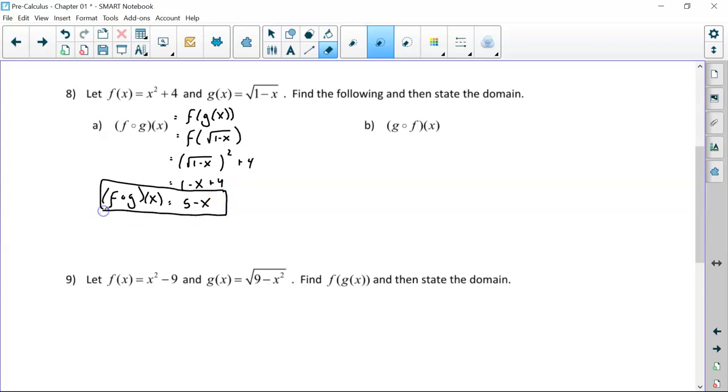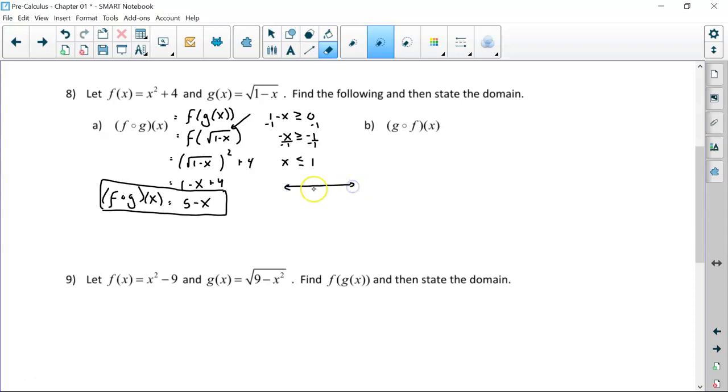Now when looking at our domain, in our function first, we have a square root of 1 minus x. So 1 minus x has to be greater than or equal to 0, because we can't take the square root of a negative number. So what I'm going to do is subtract 1 from both sides. Negative x is greater than or equal to negative 1. Divide both sides by negative 1. Now remember, when working with inequalities, when dividing or multiplying both sides by a negative, you have to switch the inequality sign. So it becomes x less than or equal to 1.